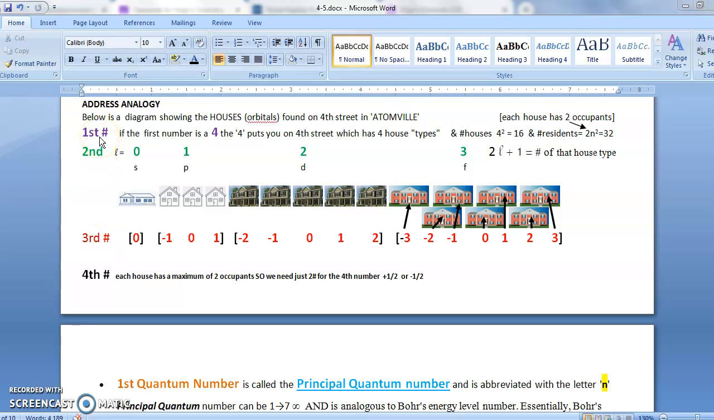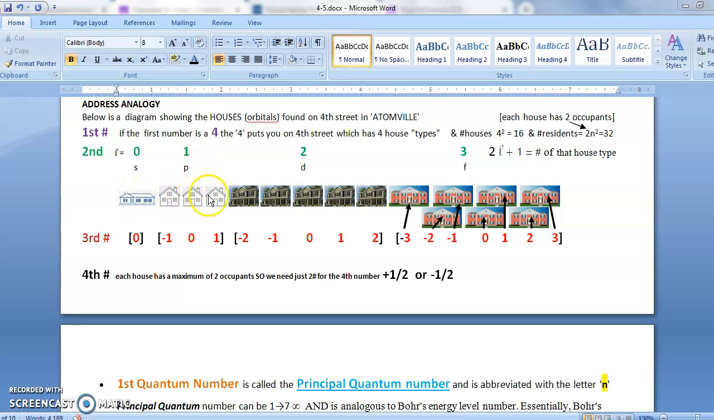First number puts you in a street. The second number puts you in the part of the street. The third number puts you in the actual house on that part of the street. Here's how the third number works. The first house is given a 0 for the third number. So if you see a 4 for the first number, a 0 for the second number, I know I'm in this house type. But there's only one house type there, so I only need one number to tell me which house I'm in. So a 400, I know I'm in this house.